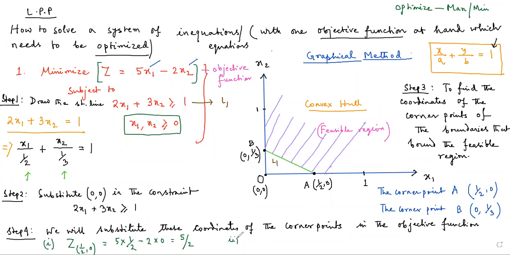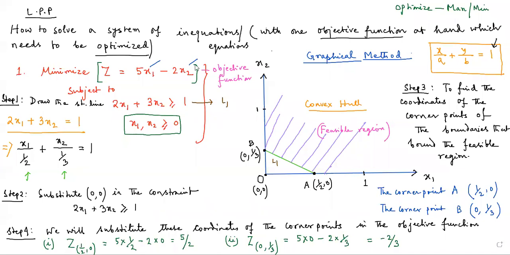Point number 2 is that another corner point is still remaining, which is having the coordinate 0, 1/3. We are going to substitute that corner point in the objective function also. So that corner point has got x1 equal to 0 and x2 equal to 1/3. If I substitute, we get 5 into 0 minus 2 into 1/3. So we get minus 2/3. And no more corner points are there. All the corner points have been substituted.